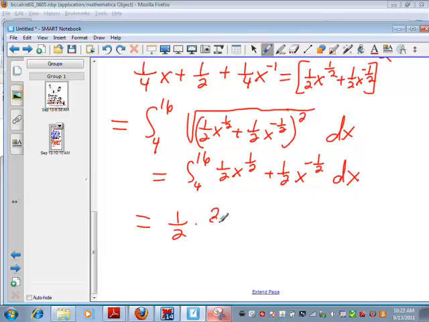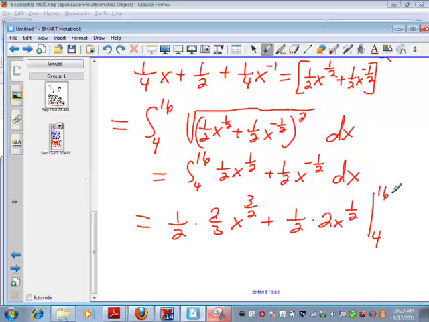So it's 1/2 times 2/3 x to the 3/2. And again, you've got to get good at this, okay? Everybody. Plus 1/2 times 2x to the 1/2, evaluated from 4 to 16. And I know that's too fast. I know. I'm doing that on purpose because you have to come along with me.